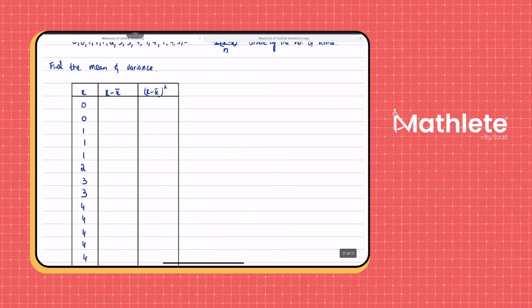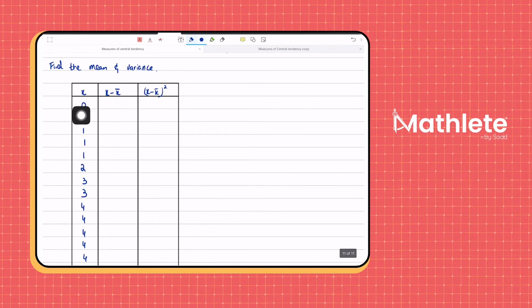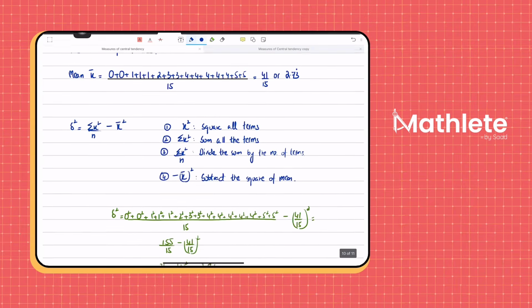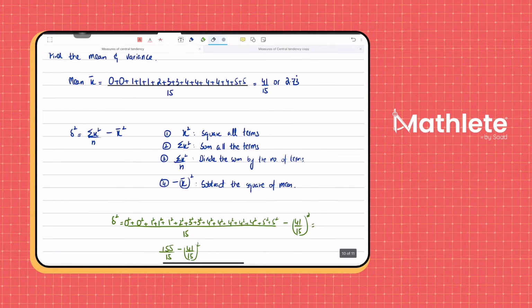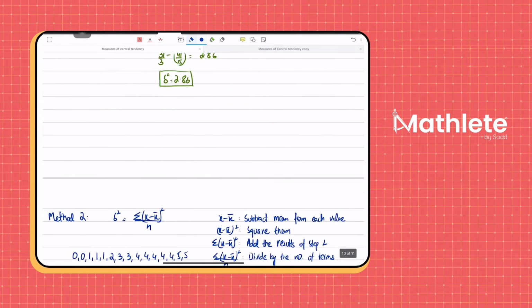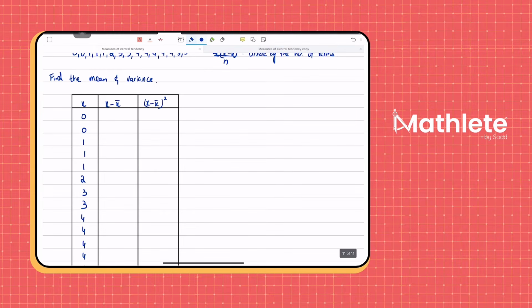Let's get to work. X minus x bar. Remember what we're doing is we're subtracting the mean from all these values. The mean turned out to be 2.73. Since 2.73 is not the exact value, I'm going to take this to be 2.733. So what is 0 minus 2.733? That's going to be minus 2.733. And then again 0 minus 2.733, that's also going to be minus 2.733.